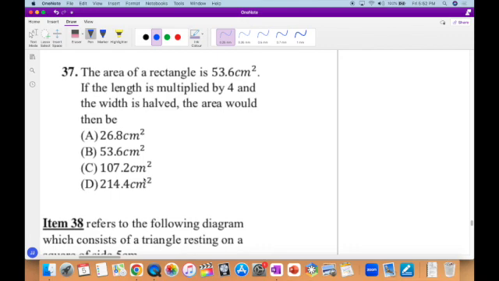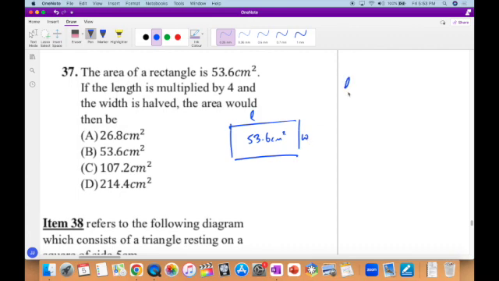Item 37. The area of a rectangle is 53.6 centimeters squared. So the area of a rectangle, I have a rectangle, and the area is 53.6 cm squared. If the length of the rectangle is multiplied by 4 and the width is halved, then the area would be what? Let's just say the length is L and the width is W, right?